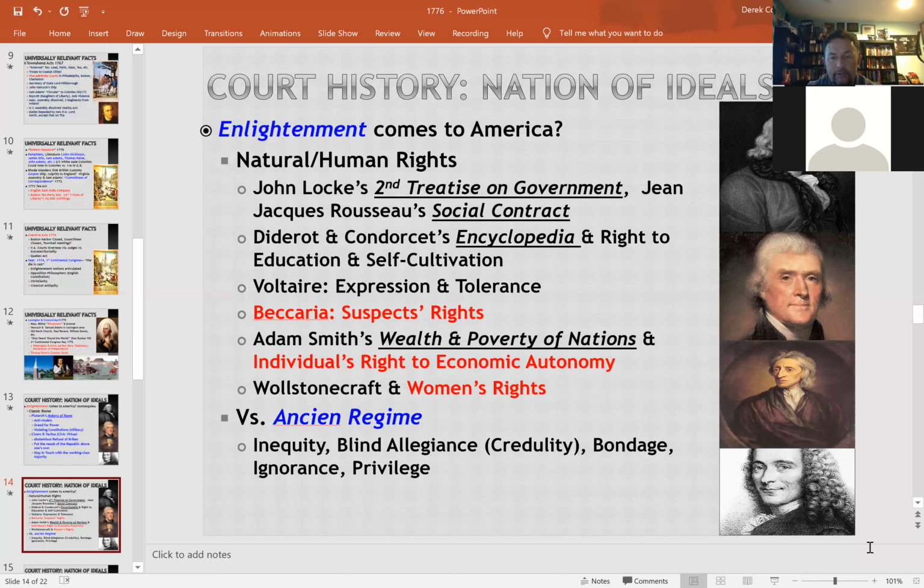Voltaire was all about expression and tolerance. One of his followers, a well-to-do woman, contended at one time, "I disagree with what you're saying, but I defend to the death your right to say it." Voltaire was an iconoclast, kind of like South Park. Whatever was considered sacred at his time period, he tore into and made fun of on principle. Beccaria, he was about the natural rights enjoyed by everyone that's accused of being guilty of a crime, for suspects. Adam Smith wrote his Wealth of Nations, and the individual's right to economic liberty and autonomy. Wollstonecraft wrote about rights for women. All right.